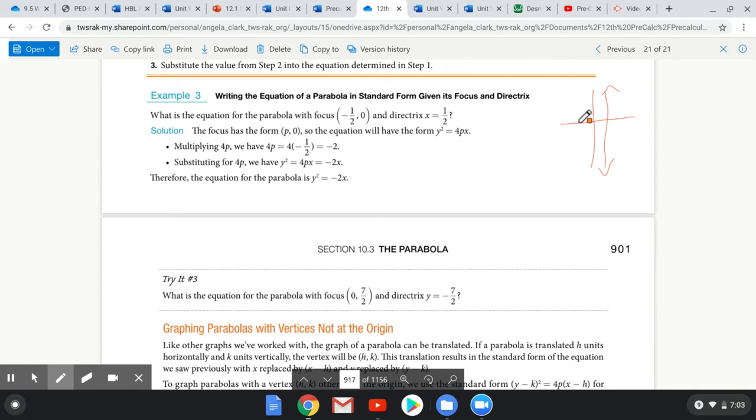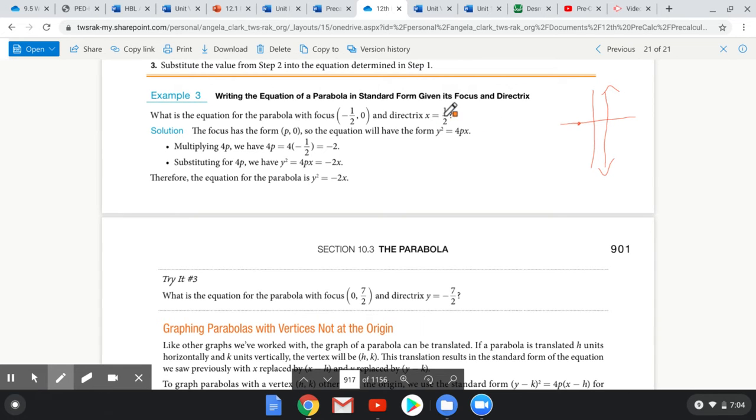So it's the same distance, but on the other side of the y-axis, and it's on the x-axis. A parabola always opens away from the directrix, so I know that it's going to be opening to the left. I need to find my vertex. My vertex is going to be halfway between the directrix and the focus, and it's going to be in line with the focus, right? So it's going to be halfway between.